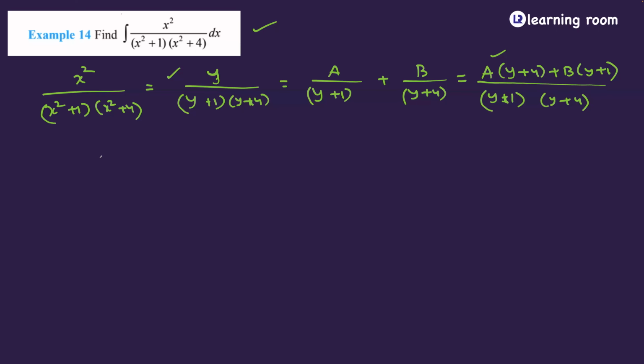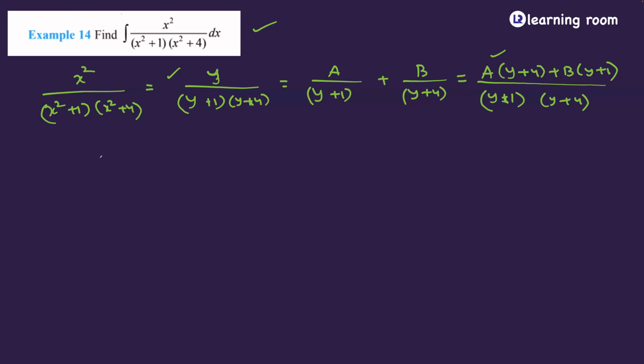Now to find the value of a and b, you need not sit and take out the terms separately. In the sense, a plus b is equal to 1 and 4a plus b is equal to 0. You need not do that. Instead, what you can directly do is equate this y plus 4 to 0.